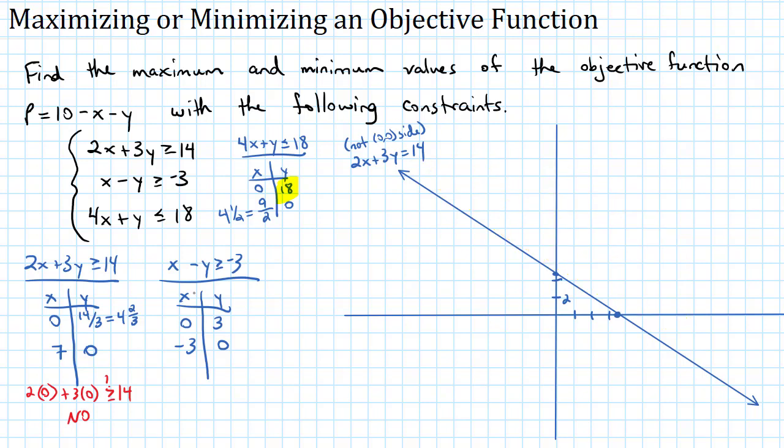Okay? All right, the next one, we'll do the same thing. Plug in 0, 0, so we get 0 minus 0. We want to know if that's greater than or equal to negative 3. Well, 0 is greater than or equal to negative 3, so that's yes. So we will shade the 0, 0 side of this one. Now let's plot the points. I forgot to do that. 0, 3 is right there, and negative 3, 0 is right there. And we'll connect those points.